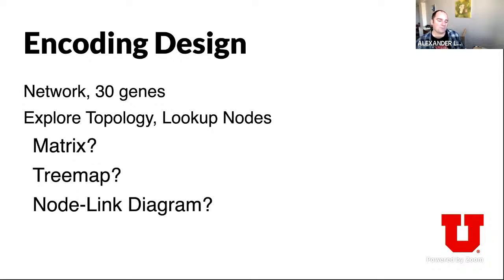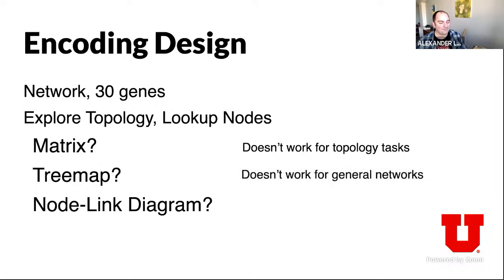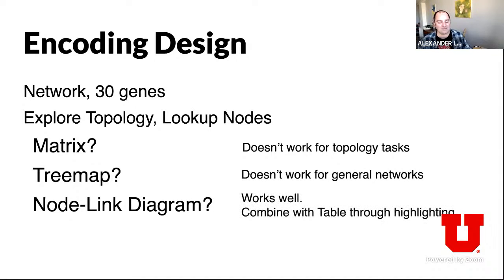And so if you think about what visualization techniques we have for that, well, we have matrices, but matrices don't really work for topology-based tasks, so we can't use them. We have tree maps. Tree maps don't really work for general networks like we have here, so we can dismiss tree maps. And so we have to use basically a node link diagram.